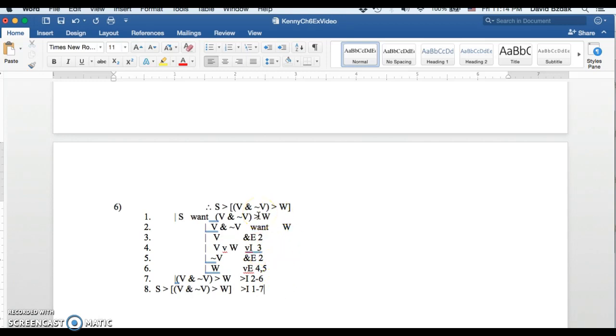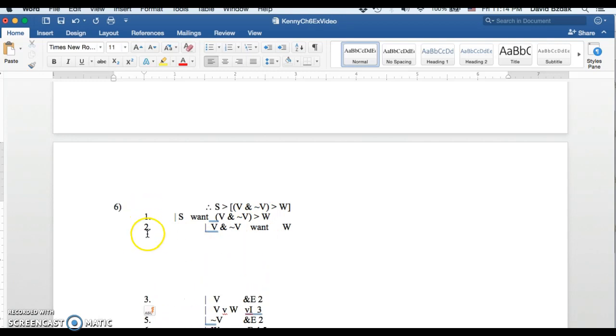Okay, so like I said, that's one way you could have done it. Let me show you how to do it with the reductio. So if you do a reductio, you again have to do another indentation. And you assume not W for reductio. And you simply get V by conjunction elimination of 2. You get not V by conjunction elimination of 2.